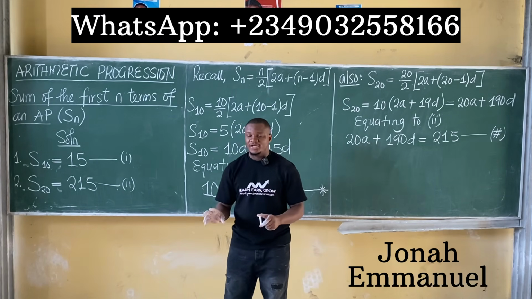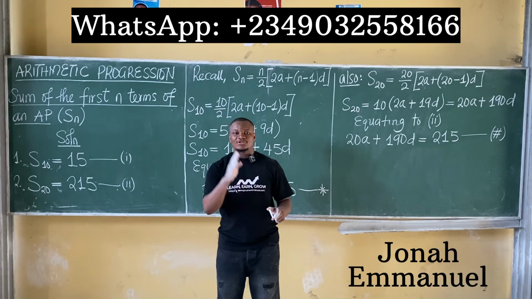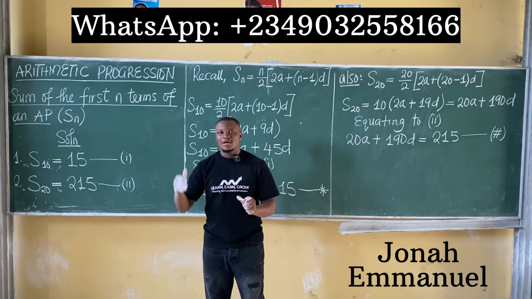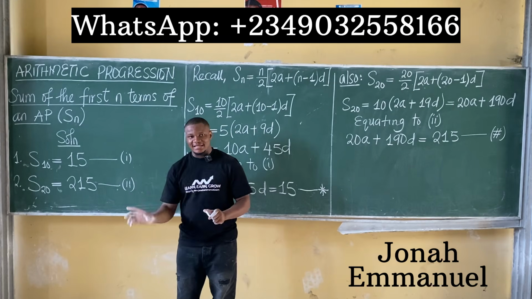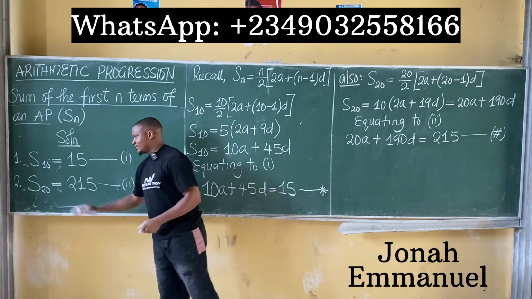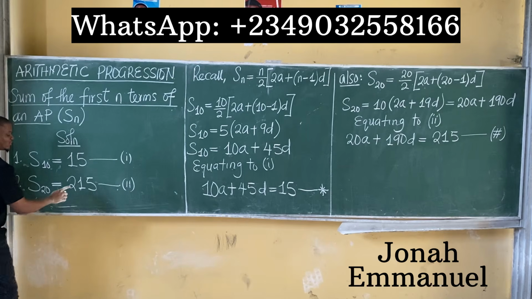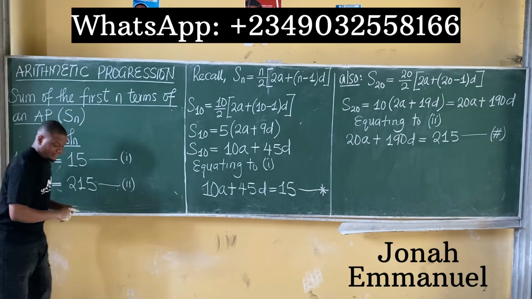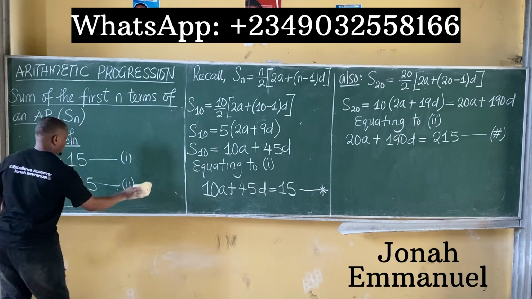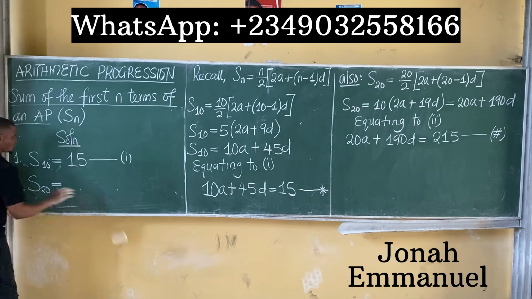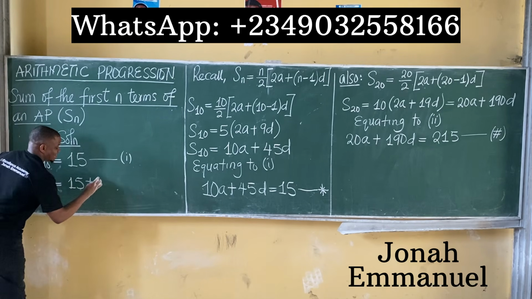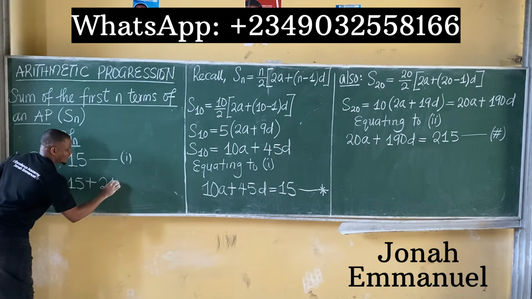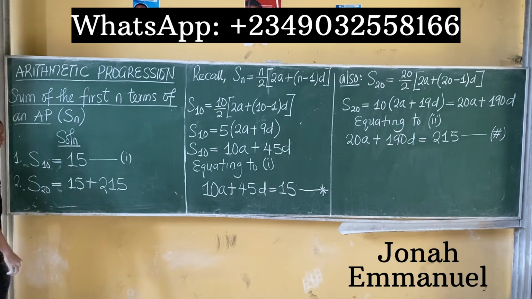But if I'm to get the sum of the first 20 terms, the sum of the first 20 terms will be the sum of the terms from 1 to 10, which are the first 10 terms, plus the sum of 11 to 20, which are the next 10 terms. In essence, S20 is supposed to not just be 215, but 215 plus 15. Because the sum of the first 20 terms is the first 10 terms, 15, plus the next 10 terms, which is 215. Please take note of this one here, okay?